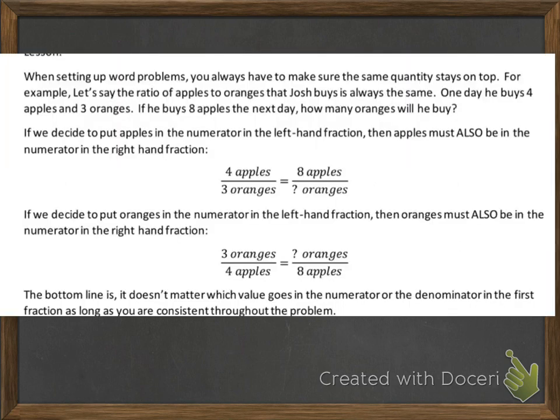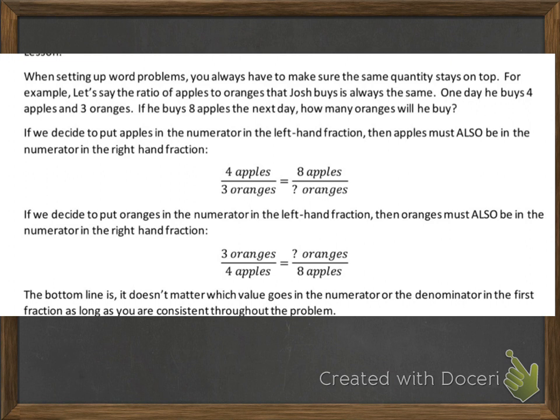Let's begin. When setting up word problems, the important thing is to always make sure the same quantity stays on top. For example, let's say the ratio of apples to oranges that Josh buys is always the same. One day he buys 4 apples and 3 oranges. If he buys 8 apples the next day, how many oranges will he buy?